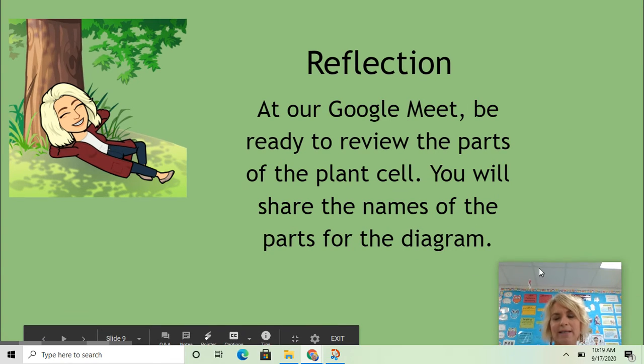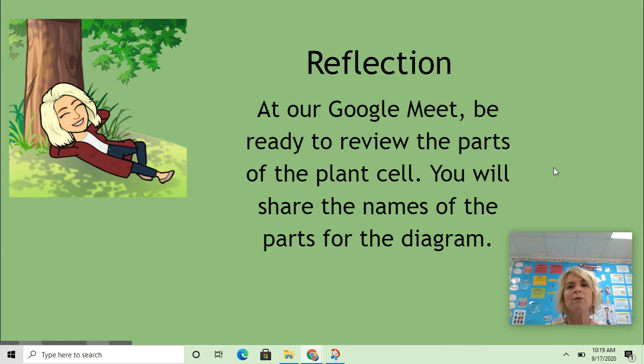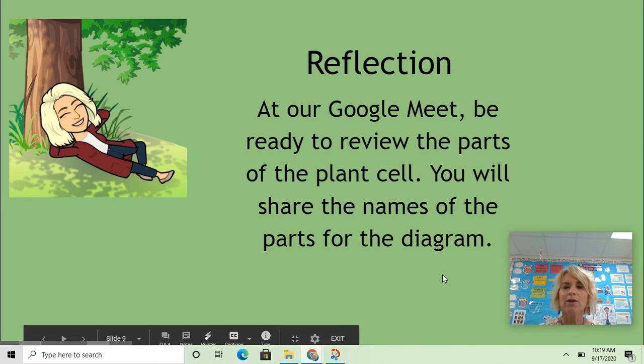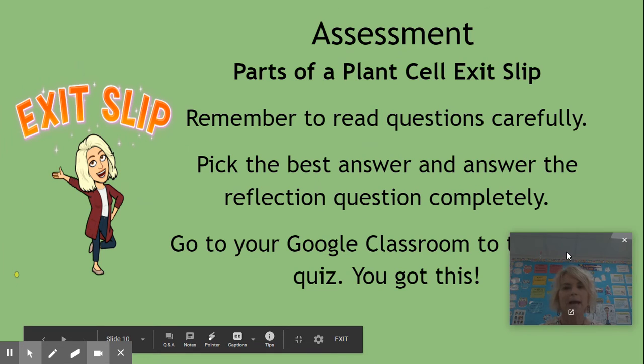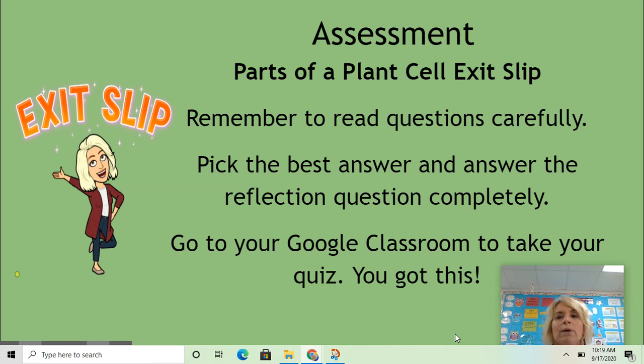Okay, now at our Google Meet, what's Ms. Colson going to expect for you to be able to do? At our Google Meet, be ready to review the parts of the plant cell. You will share the names of the parts for the diagram. During the Google Meet, I'm going to ask you to share with me the answers you came up with here, and that's what we'll discuss. Then after our Google Meet, you will take a quiz on your own, and it's going to be no surprise to you. The quiz is going to be the parts of a plant cell. It's going to be an exit slip, and we're going to read those questions carefully, pick the best answer, and then answer that reflection question completely at the end.